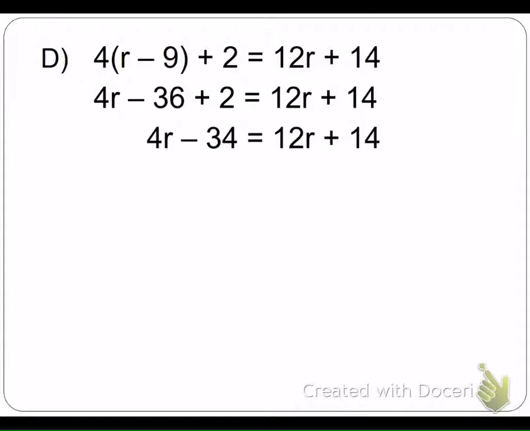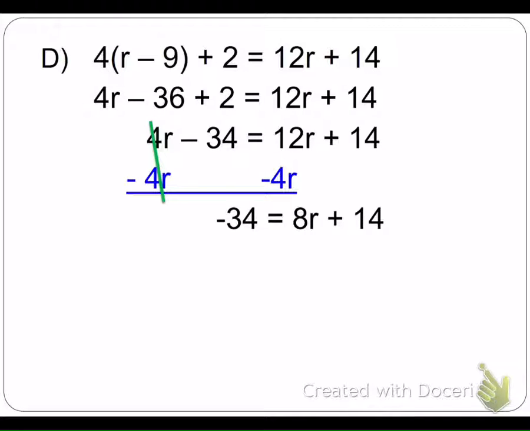All right, now you can get the r's together. So what should I do? You subtract 4r from both sides. I have negative 34 equals 12r minus 4r is 8r, and then just keep the plus 14.